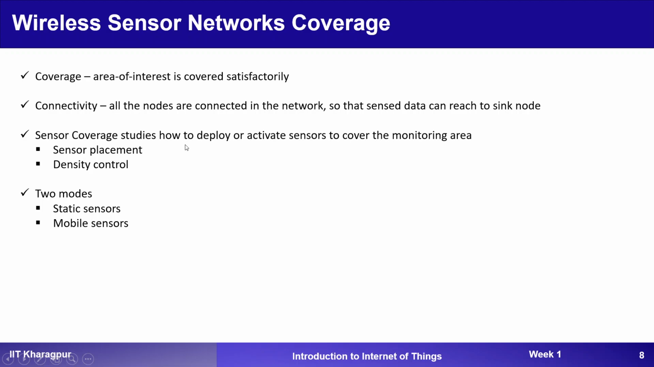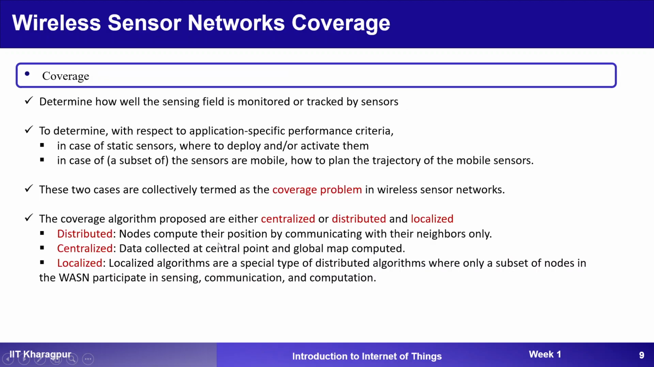So sensor coverage studies how to deploy or activate sensors to cover the monitoring area. So it will depend upon your sensor placement, that is, where exactly to place the sensors in that field. And the second one is density control. It means how many sensors we have to place in order to cover the complete area. So we can use either static sensors or mobile sensors in order to cover the particular area. Coverage determines how well the sensing field is monitored or tracked by the sensors.